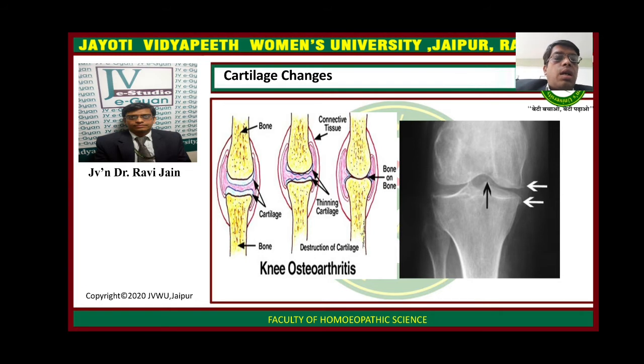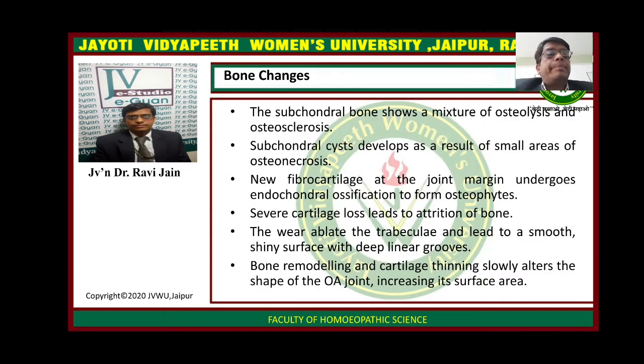Now these are the changes. First of all, we have the cartilage and the bone, and there is thinning of the cartilage. This is the pathophysiology occurring in osteoarthritis. Ultimately the cartilage is totally depleted and the bone is rubbing against the surface.